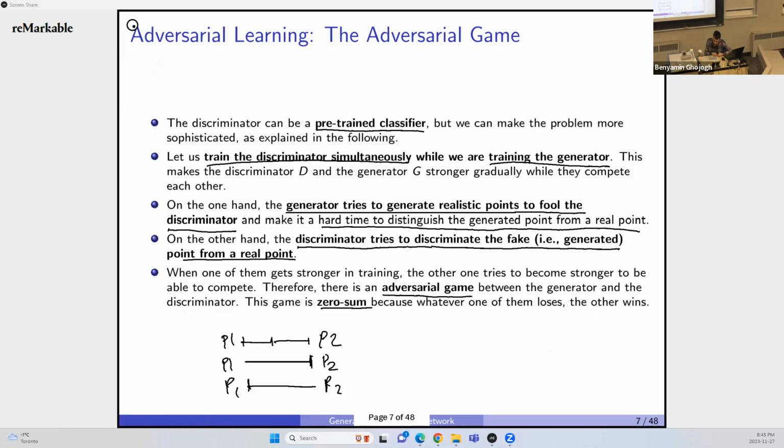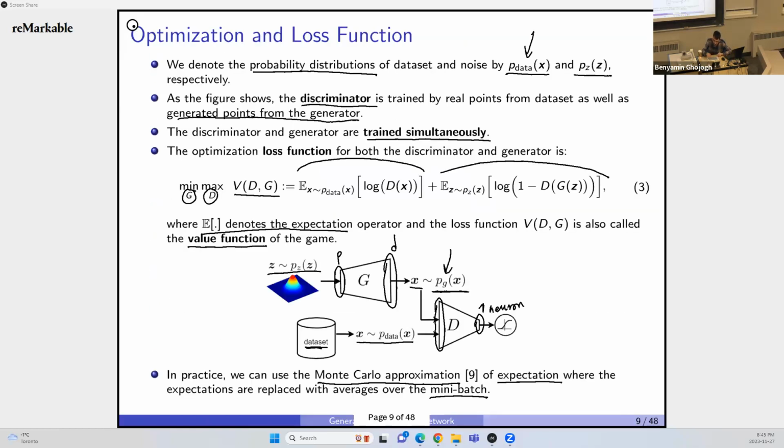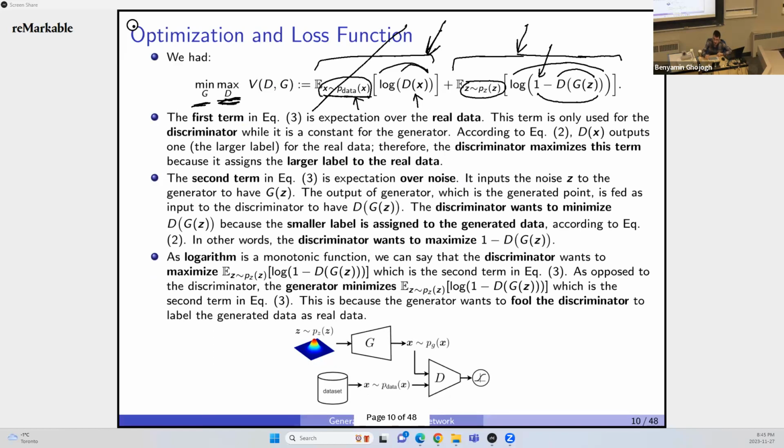Now you might be wondering, why do we have 1 here? What's the point of this one? Because D(G(z)) is between 0 and 1. 1 minus that is the opposite of that. It's between 0 and 1, right? Interesting. So the loss function makes sense.